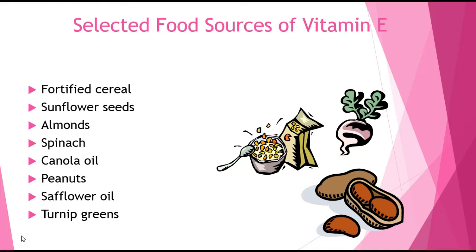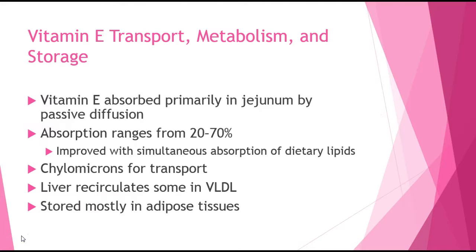It comes from a variety of sources. I think the one I always think of when I'm thinking of a food source of vitamin E is sunflower seeds, but also from spinach, almonds, fortified cereal, safflower oil, turnip greens, peanuts.